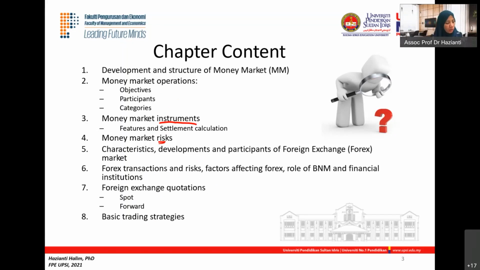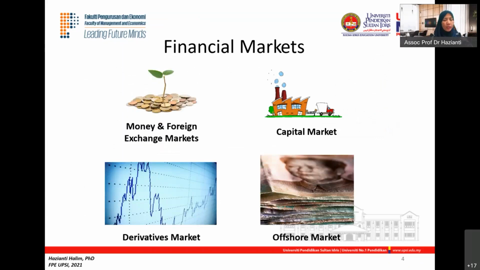Right. So for money market, I have introduced to you the financial market in general. So we are going to do this today, money market and also foreign exchange market. So next, later we will look at the capital market. We also have derivative market and offshore market. So these are different from one another. So for today, the focus would be on money market. Okay.